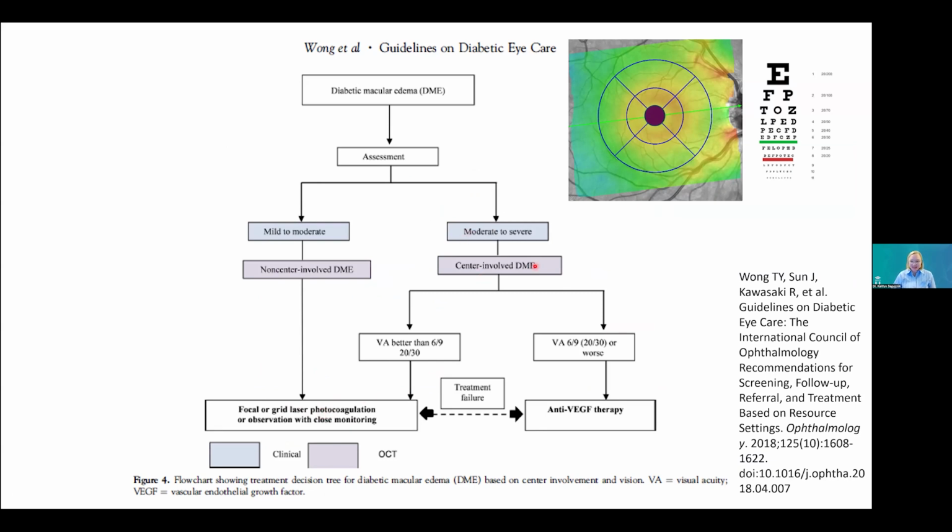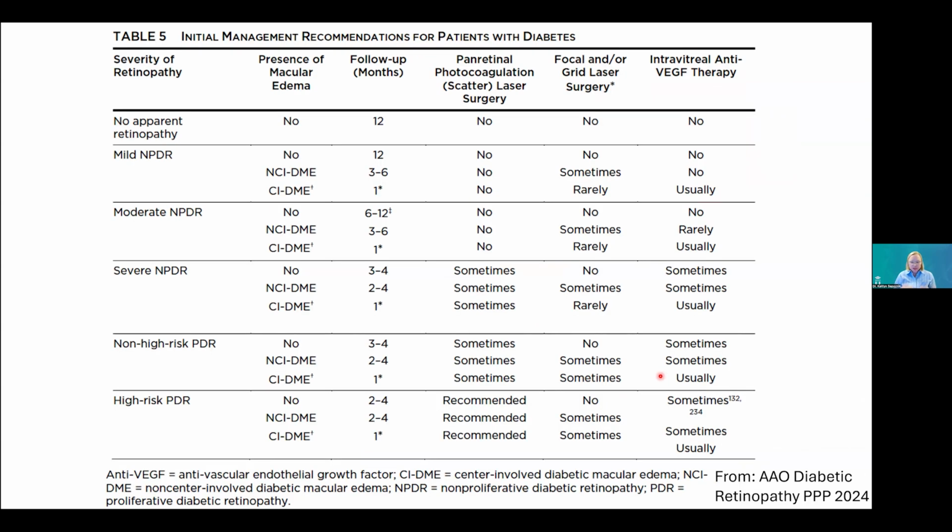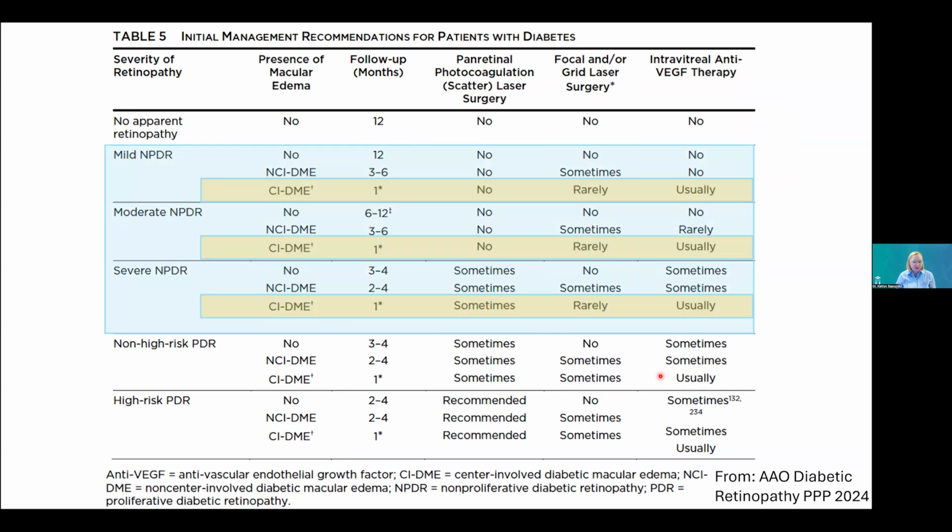Or if they have center-involved DME, if they have good visual acuity, then again, close observation, or they may have focal or grid laser. But if they don't have good visual acuity, those patients need to be referred for anti-VEGF therapy. And again, we're just looking at this table from the preferred practice patterns, looking at how to follow up with the patients that have center involved versus non-center involved DME based on their stage of diabetic retinopathy.